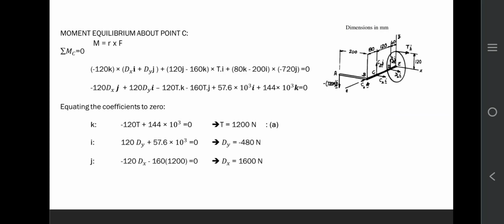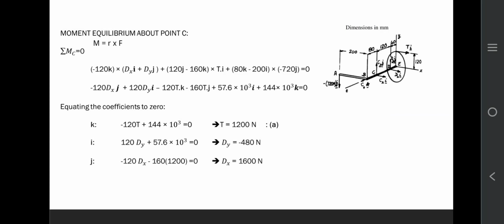So after this we are getting the equation: minus 120 dx j cap plus 120 dy i cap minus 120 T k cap minus 160 T j cap plus 57.6 into 10 power 3 i cap plus 144 into 10 power 3 k cap. Now we are equating these coefficients of i, j and k to 0. K is minus 120 T plus 144 into 10 power 3. If we equate, there is only one unknown variable, that is T, so we will get the answer. T is equal to 1200.